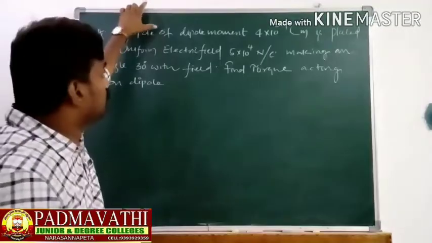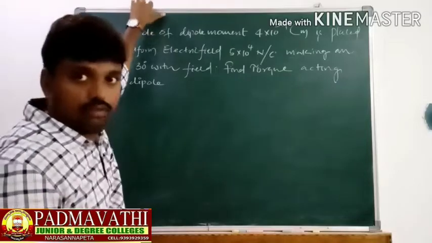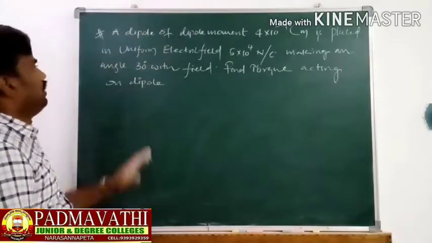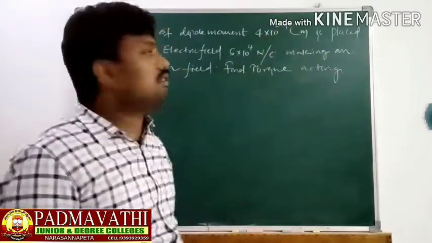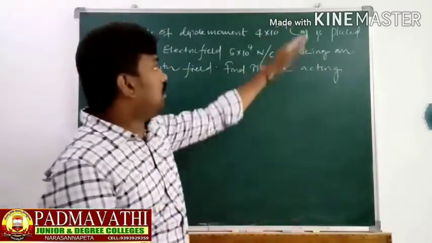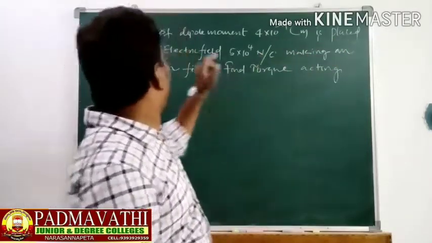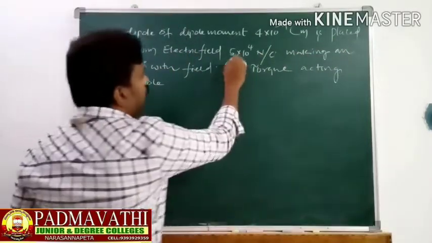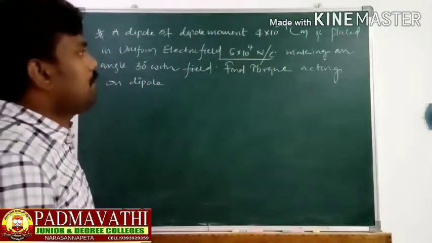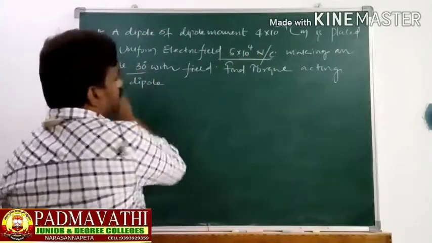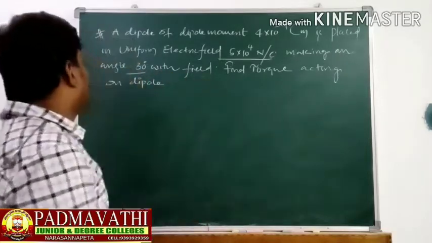Okay. Let us discuss a problem which is important from both points of view. A dipole of dipole moment 4 into 10 to the power of minus 9 coulomb meter is placed in a uniform electric field of 5 into 10 to the power of 4 Newton per coulomb, making an angle of 30 degrees with the field. Find the torque acting on the dipole.